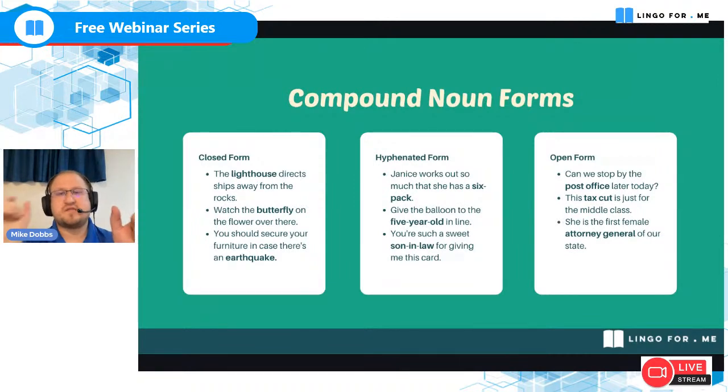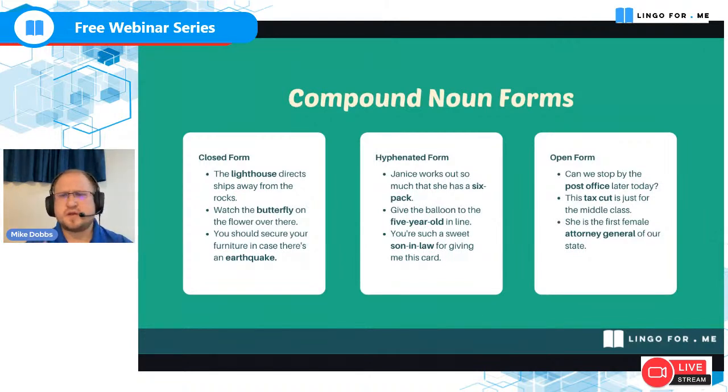And then we have butterfly. So butter and fly. And that is watch the butterfly on the flower over there. So the butterfly is an insect that flies. It has different colors. And next we have, you should secure your furniture in case there's an earthquake. So the compound is earth and quake. And an earthquake is when the ground shakes very violently.